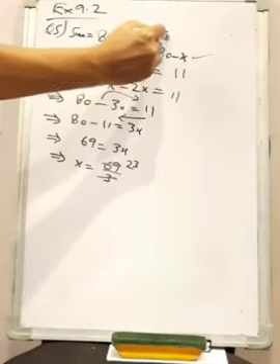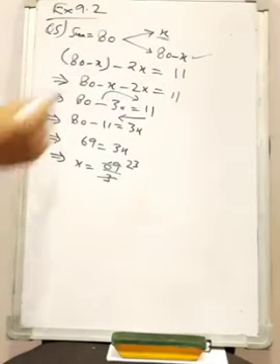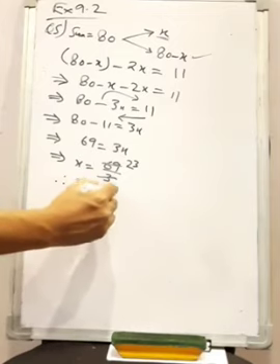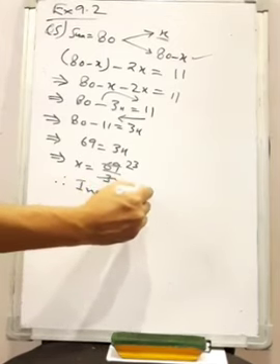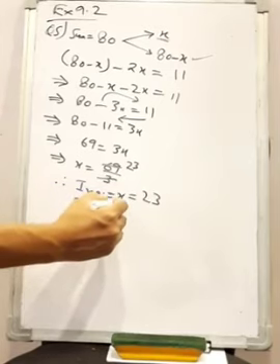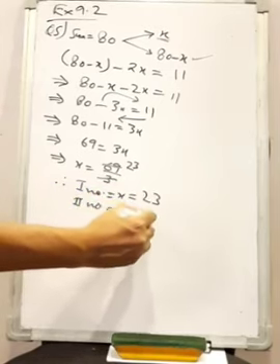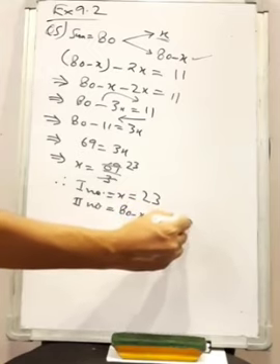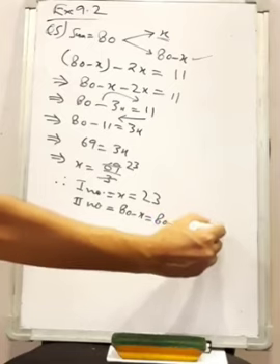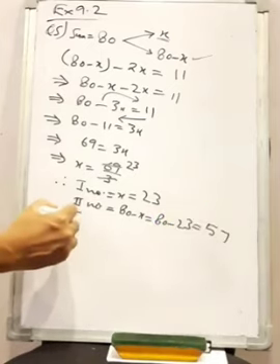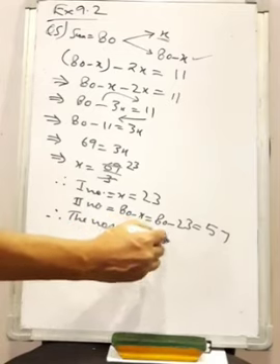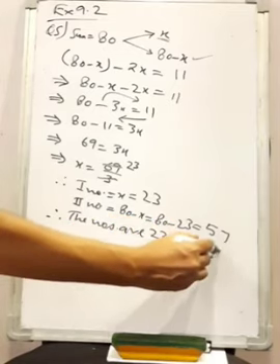This is one number and the other number is this. So therefore the first number was x, that is this, and the second number was 80 minus x, that is 80 minus this, which is equal to 57. So therefore the two numbers are this and this, right?